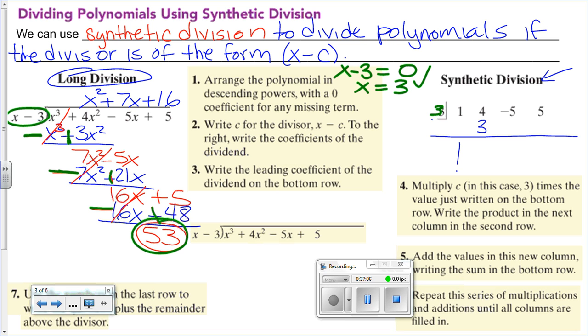So 4 plus 3 is 7. And then 3 times 7 is 21. And then we add, and when I say add, I know I have a minus 5, but that is just adding a negative number, okay? If I was subtracting, I would change the sign of one of them. So, or in other words, we're combining like terms.